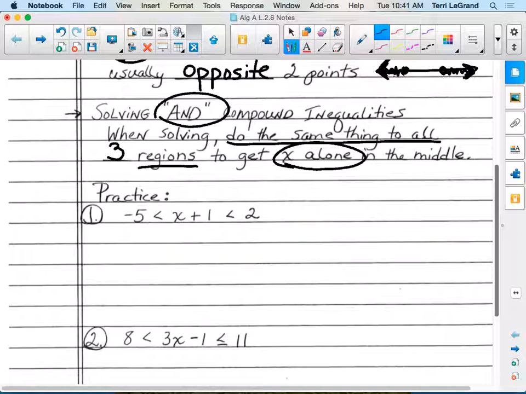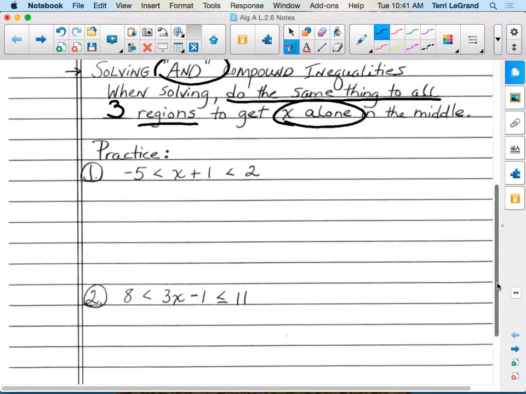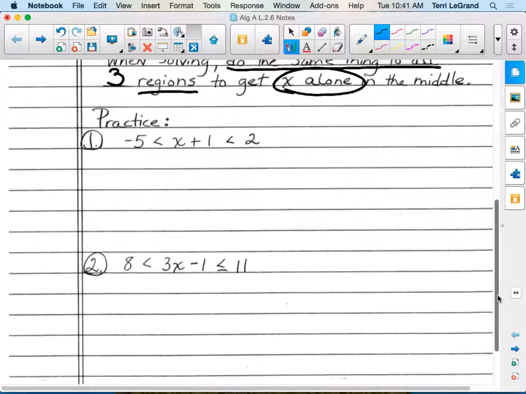So here's our first one. This is how it reads. -5 is less than x plus 1 and is less than 2. So this is an "and" one where it has to satisfy both, kind of like two things at the same time. So here's our regions. -5, this right here, is a region. x plus 1 is a region. 2 is a region. We're concentrating on getting that x alone in the middle.